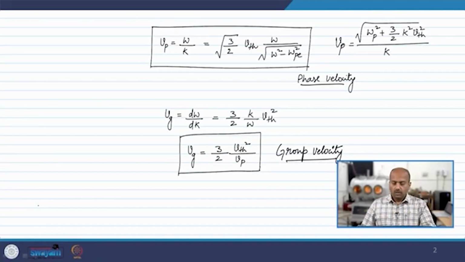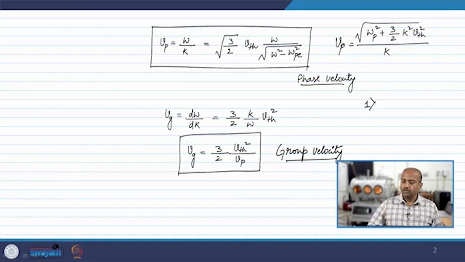Hello dear students, we will continue our discussion of electron plasma wave, in which we have derived expressions for phase velocity and group velocity. So, phase velocity is given as Vp, which is angular frequency by k, and Vg, the group velocity, is d omega by dk. Both these expressions have been derived already.